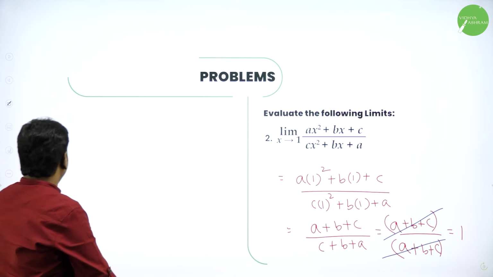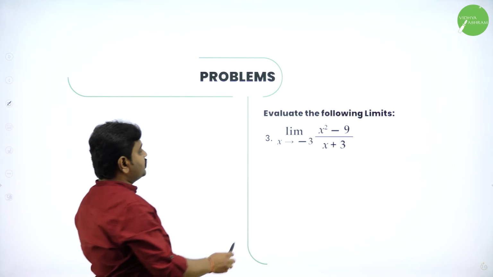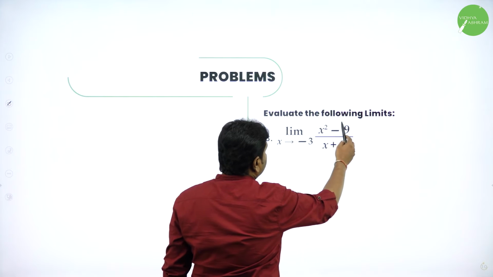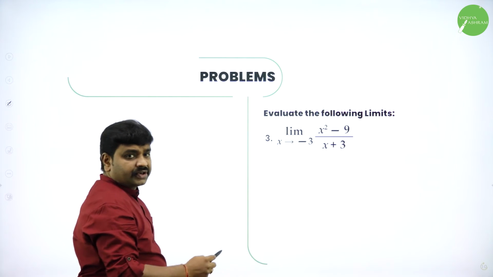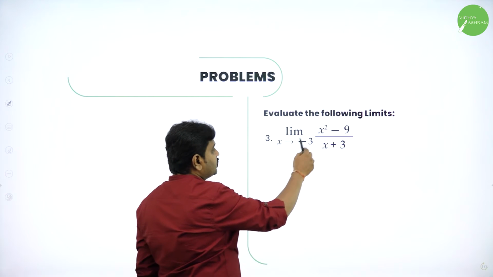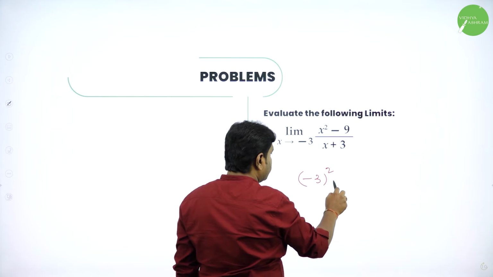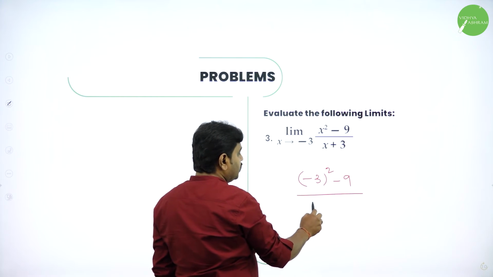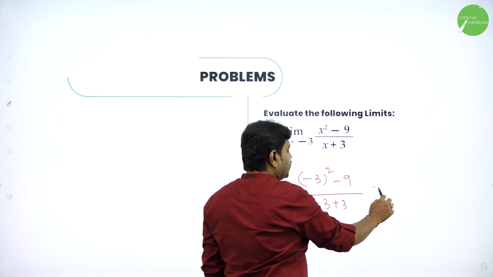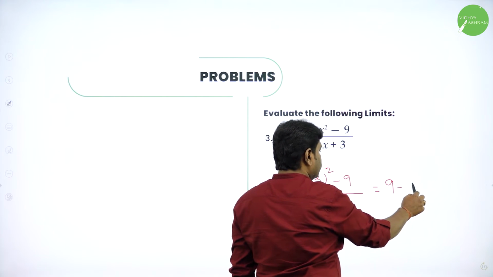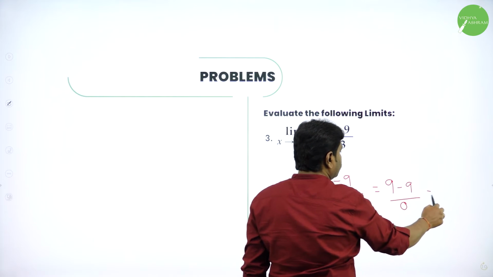Next, going ahead, limit x tends to minus 3 of (x square minus 9) divided by (x plus 3). It's interesting. Suppose in the place of x, if you put minus 3: (minus 3) whole square minus 9, divided by minus 3 plus 3. Suppose if I do this, minus 3 whole square becomes plus 9, minus 9, divided by minus 3 plus 3 is 0, numerator is 0.